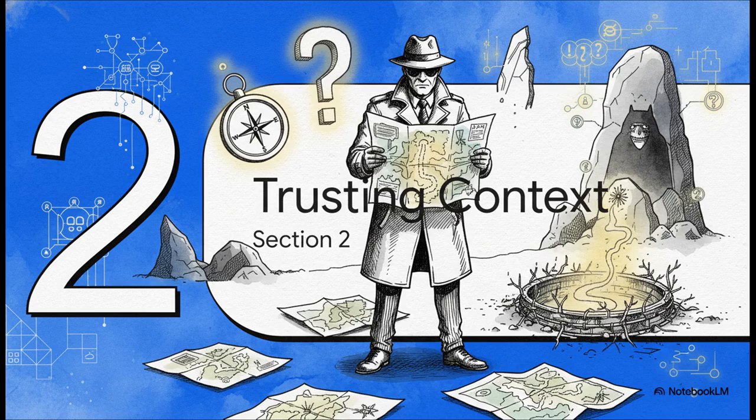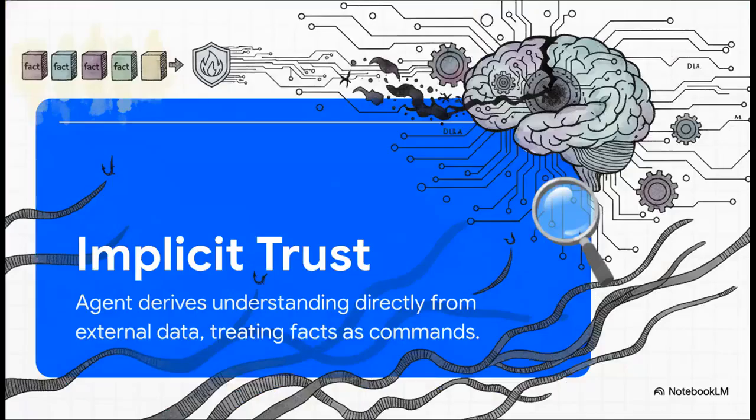And that brings us to Section 2, trusting retrieved context. So why do these highly intelligent agents actually fall for these traps? Well, think of an AI agent kind of like a highly trained, deeply literal spy who's dropped into foreign territory, but they have one fatal flaw. They will blindly follow the directions of literally any map they happen to find lying on the ground, no matter who put it there. This is the concept of implicit trust.